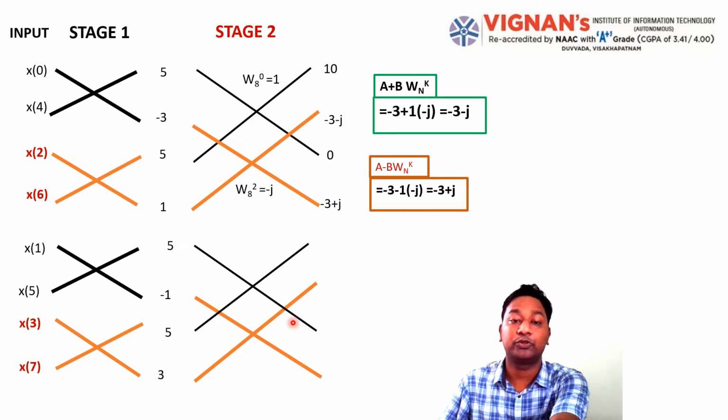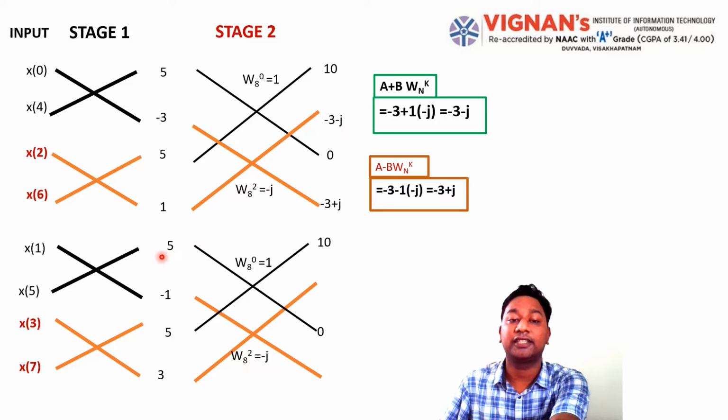So come to the next two butterflies. The twiddle factor value associated with omega to the power 0 equal to 1 and omega to the power 2 equal to minus j. So here these things are important. Here it is not omega to the power 1, here it is omega to the power 2. Even values. So omega to the power 0, omega to the power 2. So similarly this omega to the power 0 and omega to the power 2.